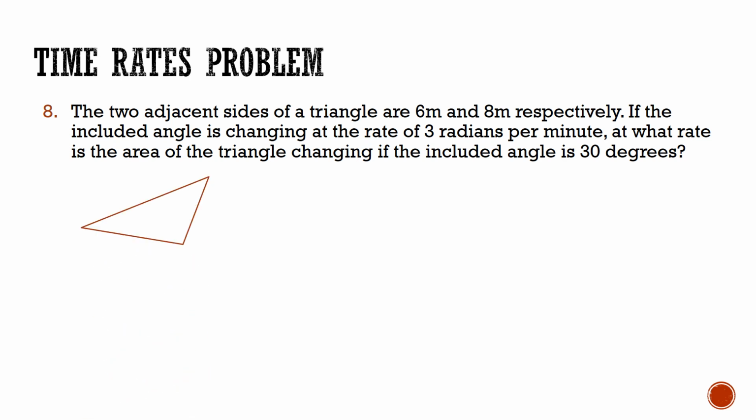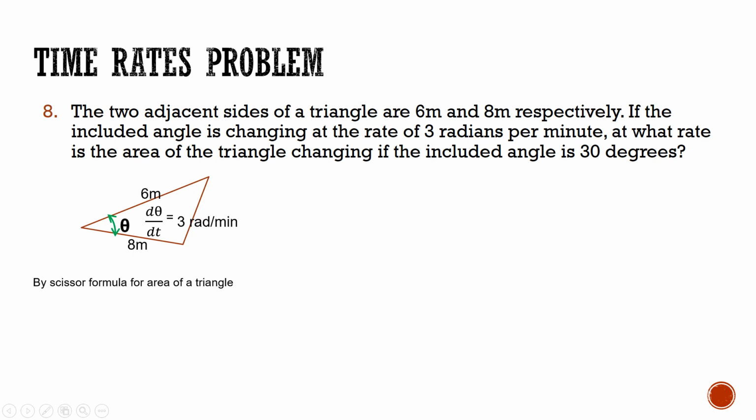So here we do not know yet the exact shape of this triangle, but rather we will be focusing on the given dimensions. Of course, there will be an included angle. The problem mentions the included angle, which is changing at the rate of 3 radians per minute. So therefore d theta over dt is 3 radians per minute. So we can relate the area with the given.